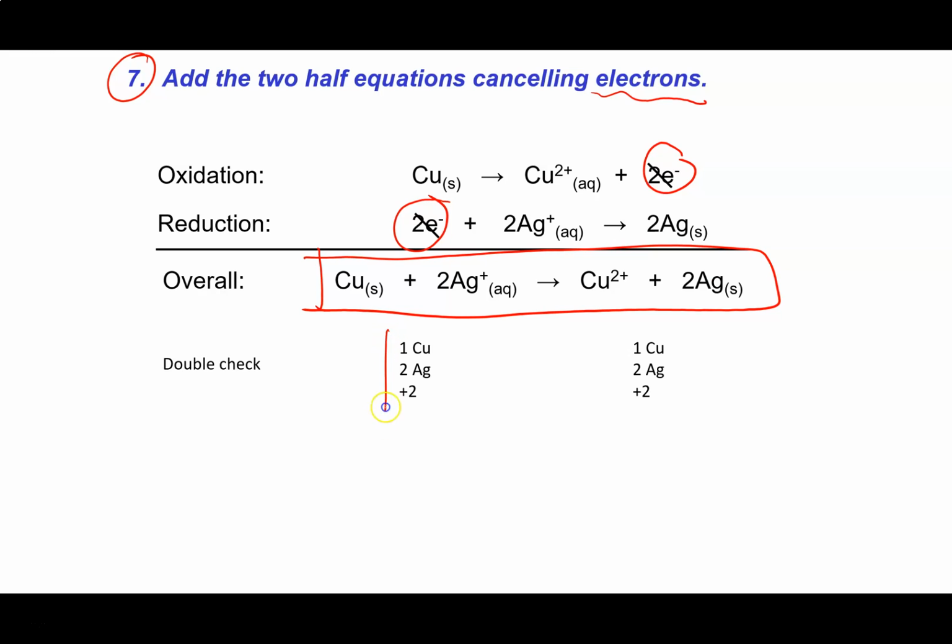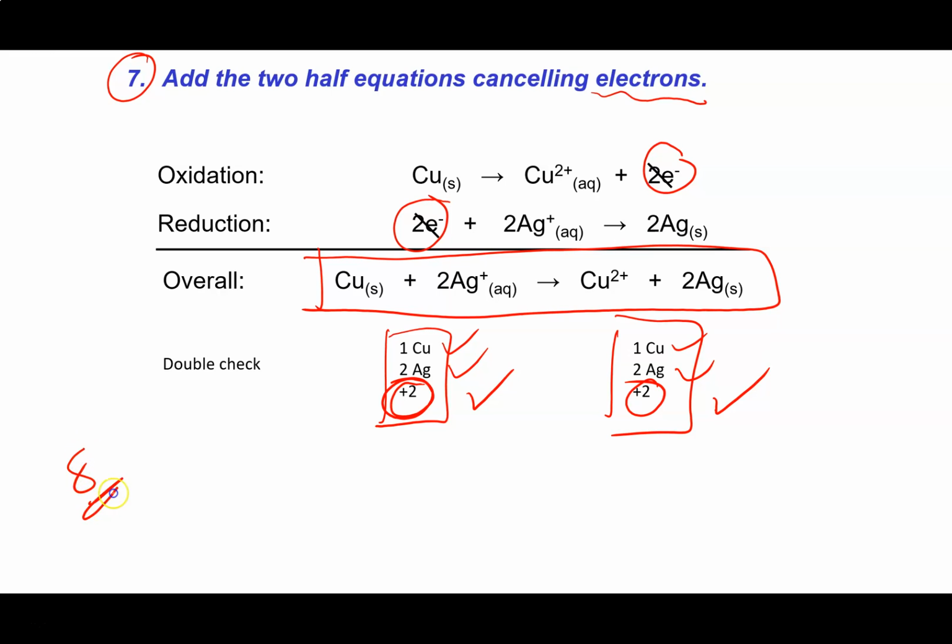When I go through and double check everything, which I totally recommend that you do, I'm going to check copper atoms, they're the same on both sides. Silver atoms, they're both on the same sides. And what I do that's different from most of the time when I'm balancing is I'm going to check the charge is the same on both sides. So if I do that, it's all good.